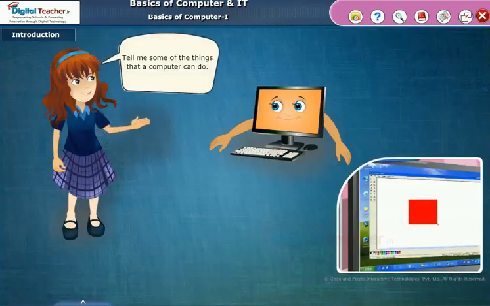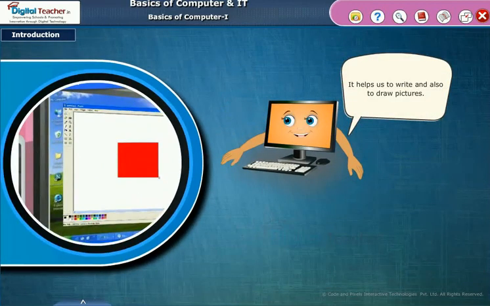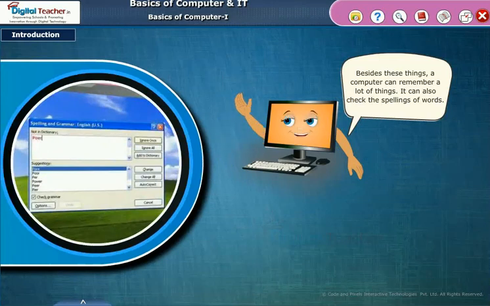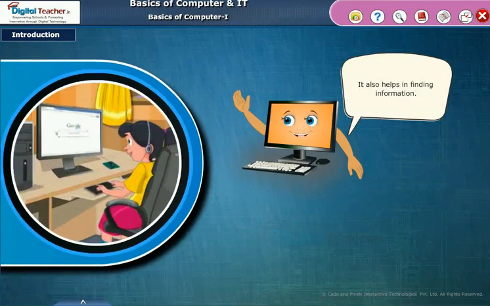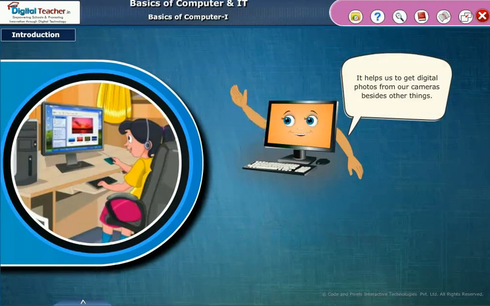Tell me some of the things that a computer can do. A computer can be used to solve arithmetic problems. It helps us to listen to music. It helps us to play games. It helps us to write and also to draw pictures. Besides these things, a computer can remember a lot of things. It can also check the spellings of words. It also helps in finding information. It helps to get digital photos from our cameras besides other things.